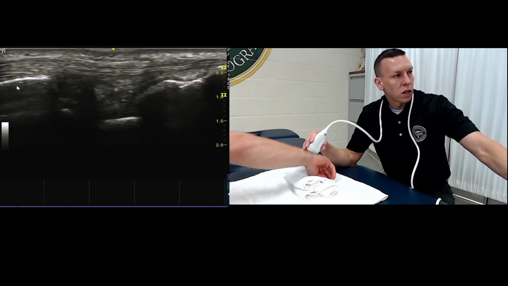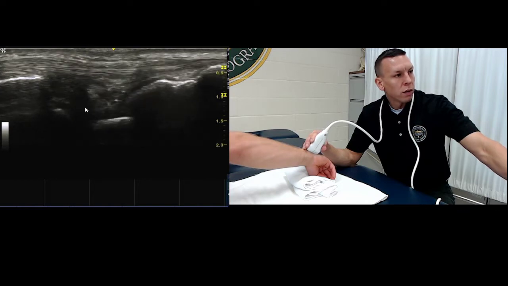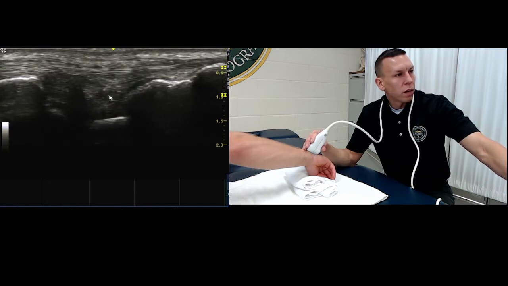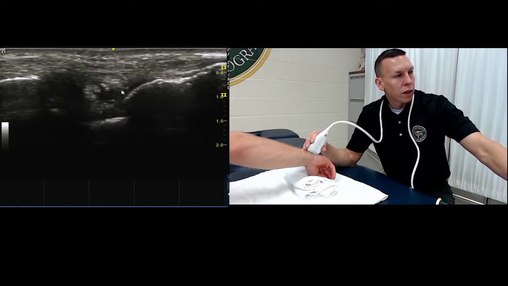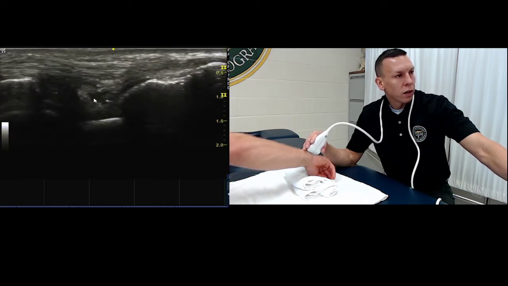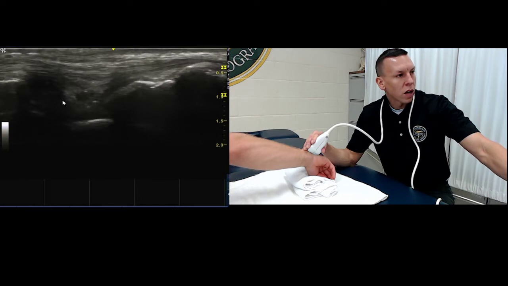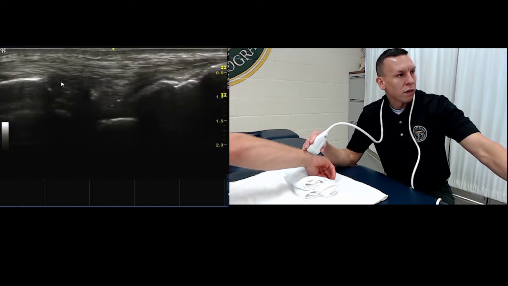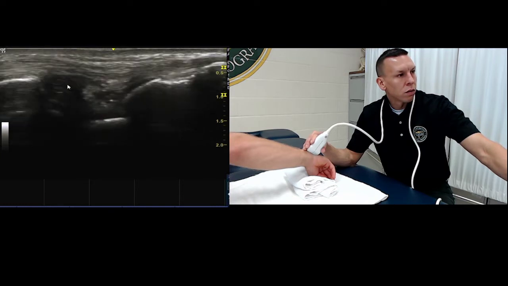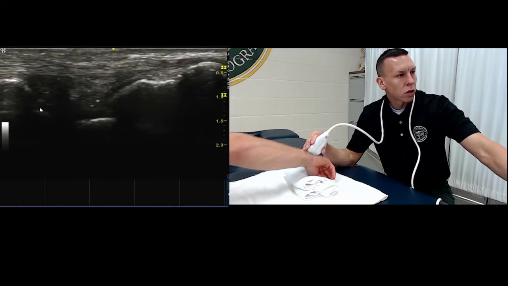This is the ulna right here. This is the lunate, this bone, and this is the triquetrum. And in all of here we have a lot of connective tissue that looks almost isoechoic and all the same. This structure that has anisotropy here looks hypoechoic. This is actually the area of the TFCC, right in that structure.